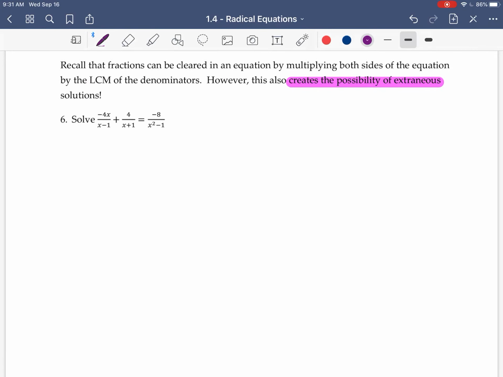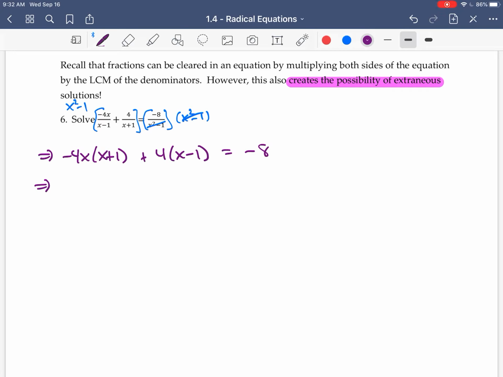So here, again, there's multiple ways to do this. I'm going to kill off the denominator, like what we just did. That means I'm going to multiply both sides by x squared minus 1, because these two multiplied together give me that. On this side it's going to cancel out right away, and on the other side I'm only going to get one of the terms. So this is going to be negative 4x times x plus 1 plus 4 times x minus 1 equals negative 8. And now I just want to expand.